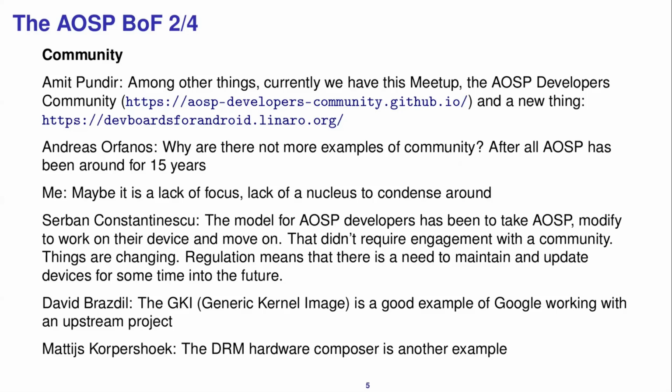David Brasdell mentioned that as an example of how Google does interact with the community. Have a look at the GKI, the generic kernel image. This is a really good example of how the Android developers have interacted with upstream open source projects, in this case, the Linux kernel, to give an effect which combines the best of what Google can do with the best of what open source can do. And Matthias mentioned also that the DM Hardware Composer external module is another good example of this.